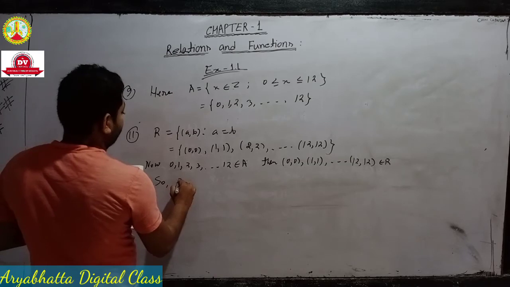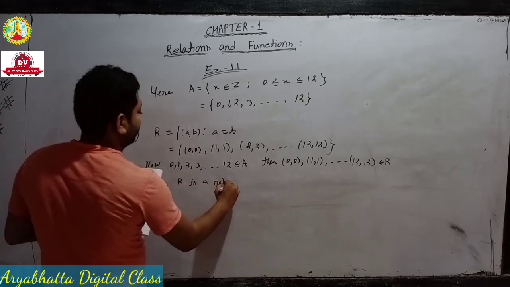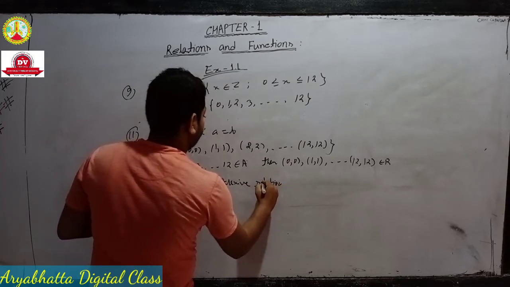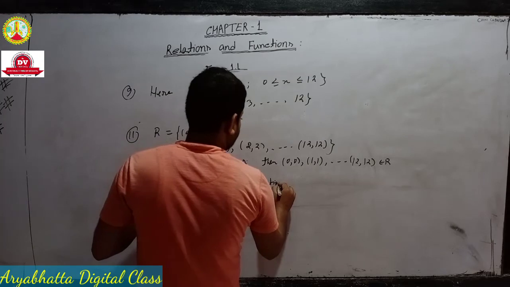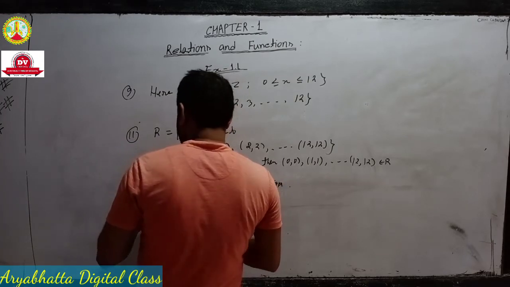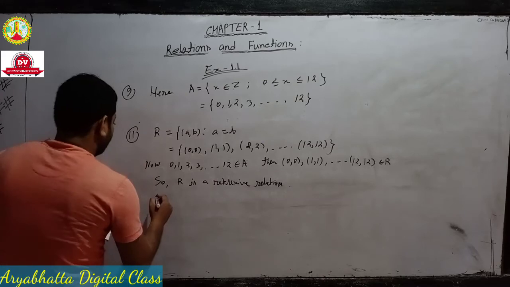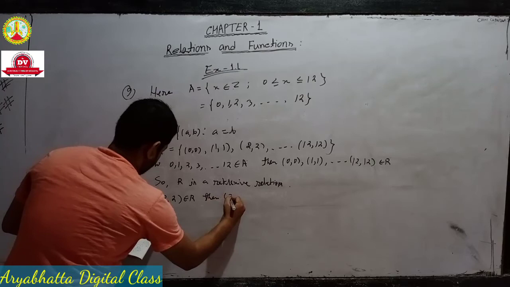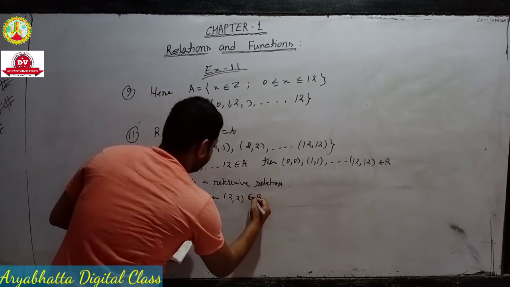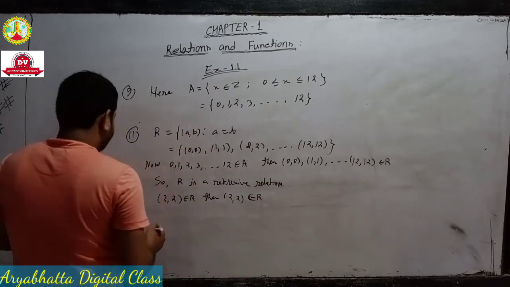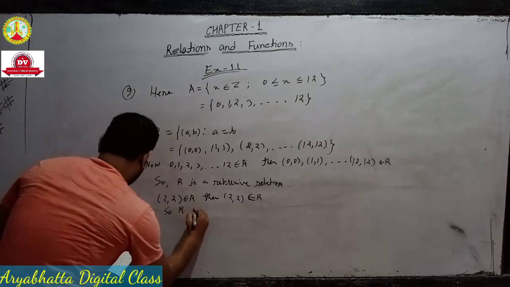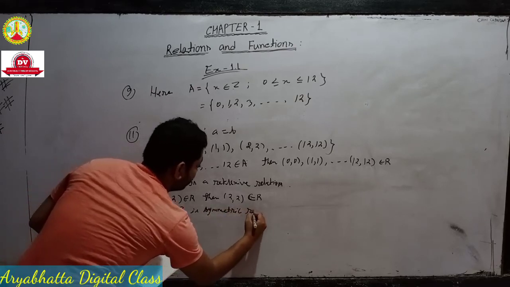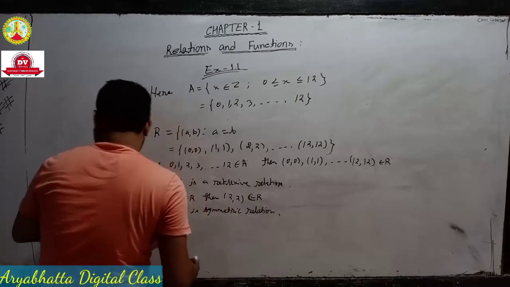Therefore R is a reflexive relation. Now, if (2, 2) belongs to R, then (2, 2) belongs to R. So R is a symmetric relation.